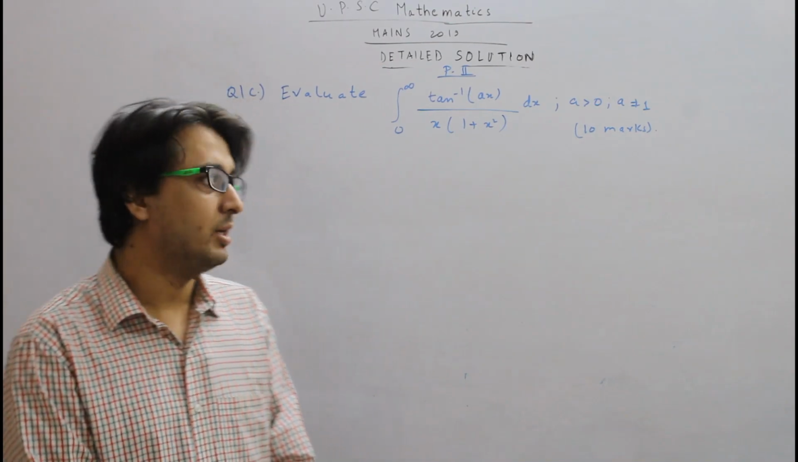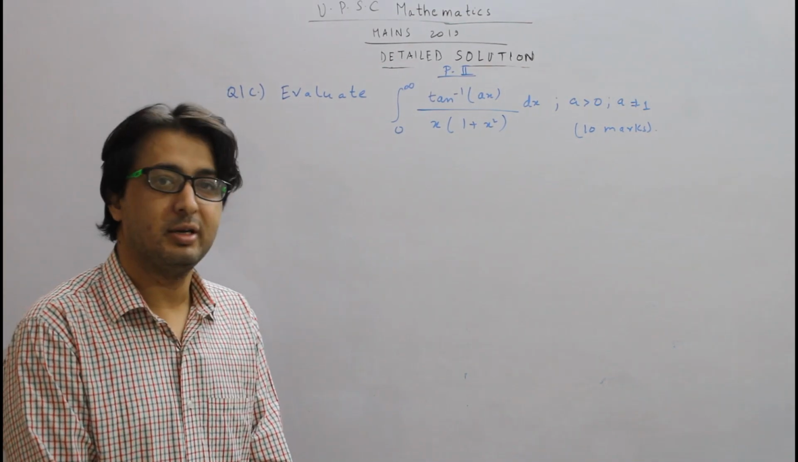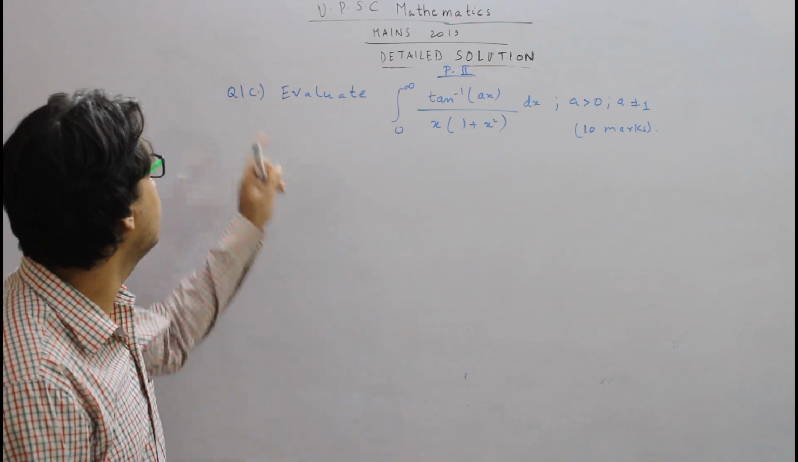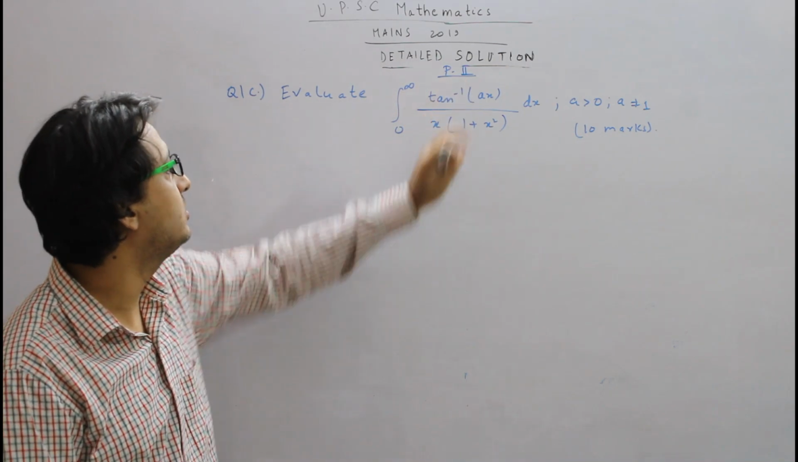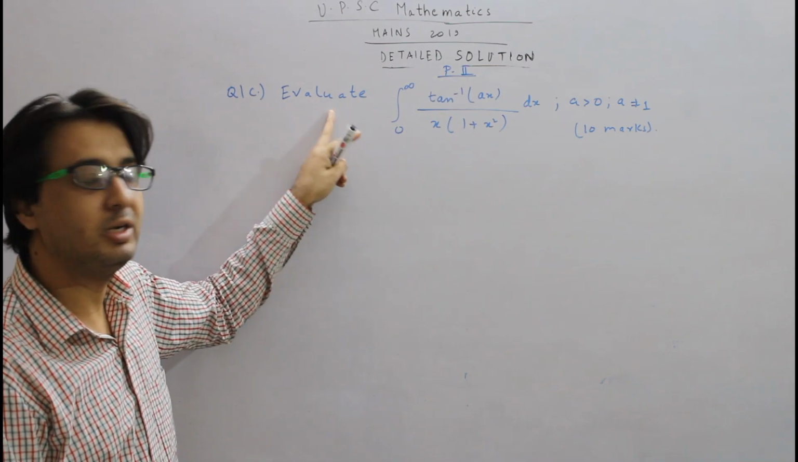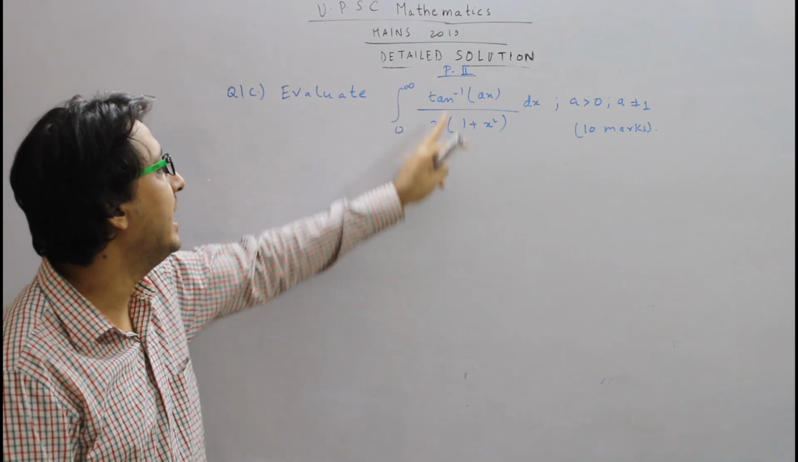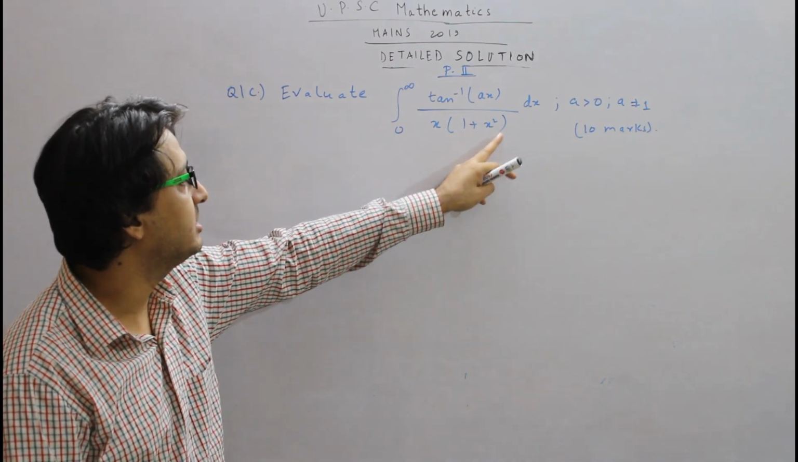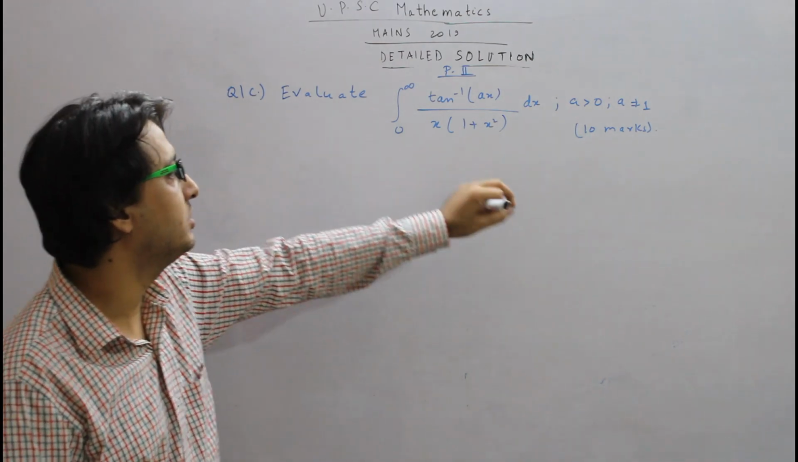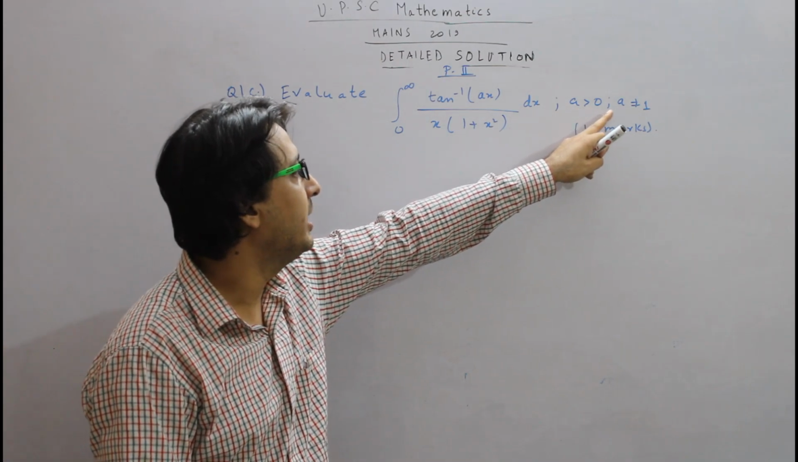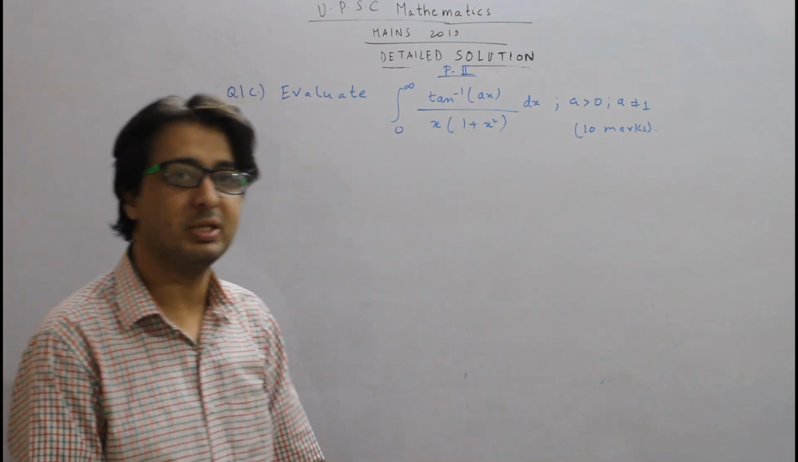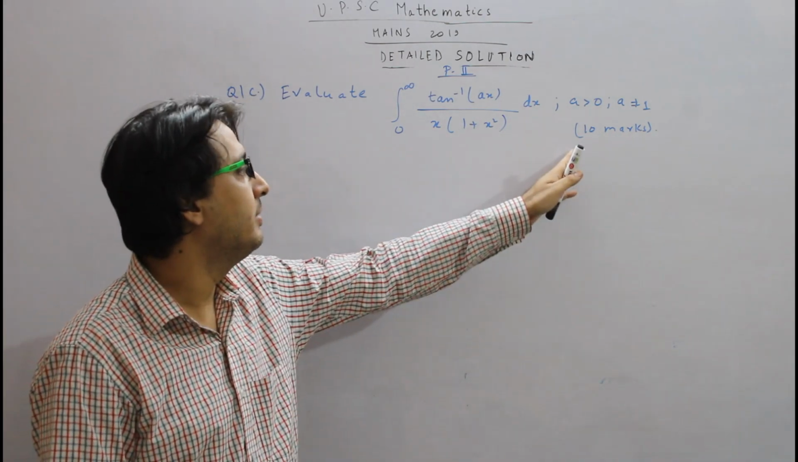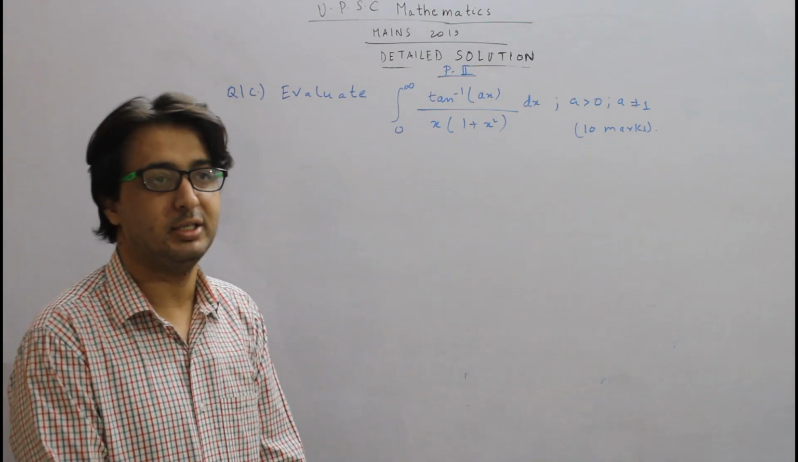Everyone, welcome. Today we are going to take a very important question, question number 1C of paper 2, that is asking us to evaluate the integral from 0 to infinity of tan inverse Ax by x into 1 plus x squared dx, and there are constraints on A. A is greater than 0 and A is not equal to 1. This was asked as a 10 marker in paper 2 in 2019.